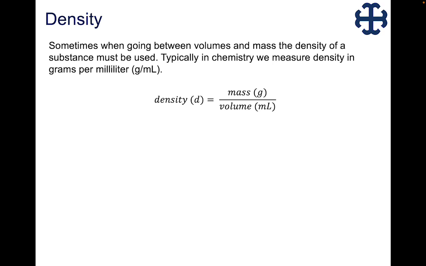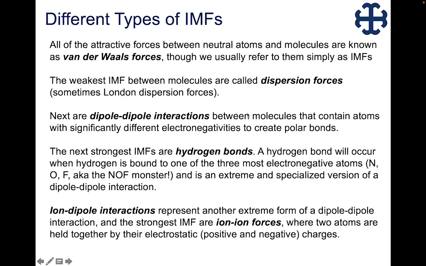Another key thing to know that is good to remember for solutions, if you're given a volume and need to find a mass, you can do that by density. So density is just our mass over our volume. I always remember that as DMV, basically D is equal to M over V, right? So that's a good one to remember. And that leads us into our final unit here, our intermolecular forces.